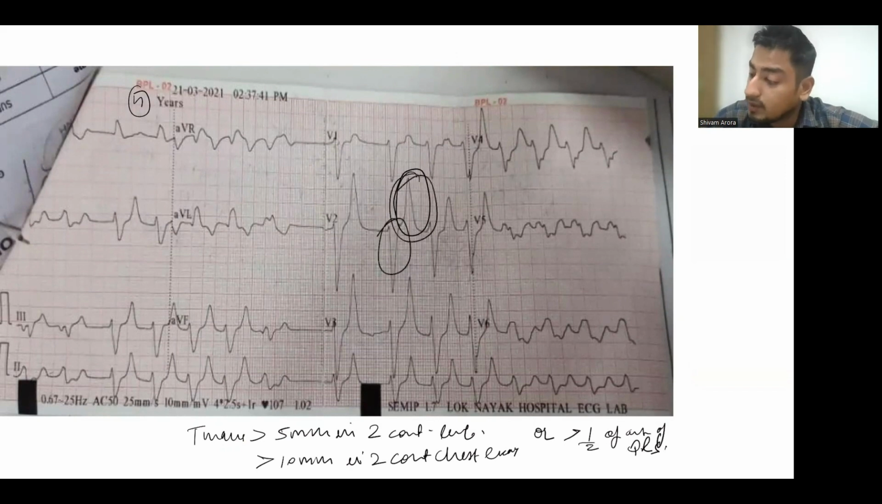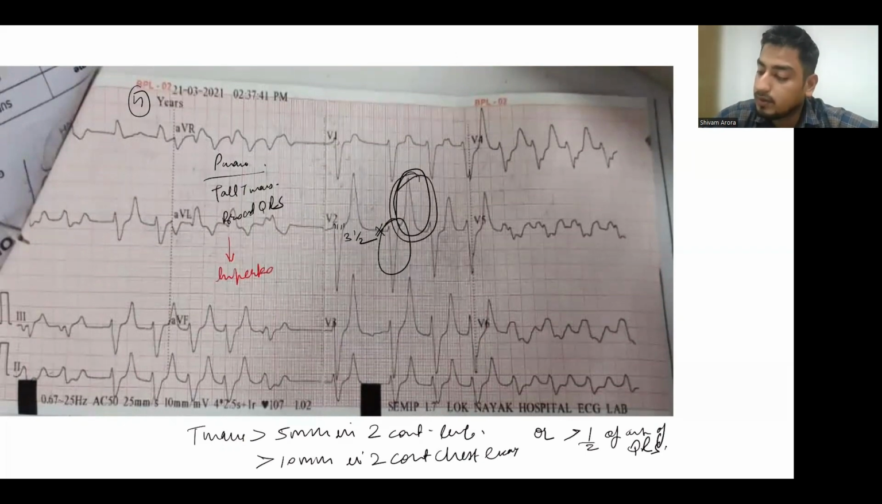This is a broad QRS, as we can see that there is 1, 2, 3, 3.5 small squares, and there is no P wave. So absent P wave, tall T waves, and broad QRS. All these points towards hyperkalemia. So this is an ECG of hyperkalemia.